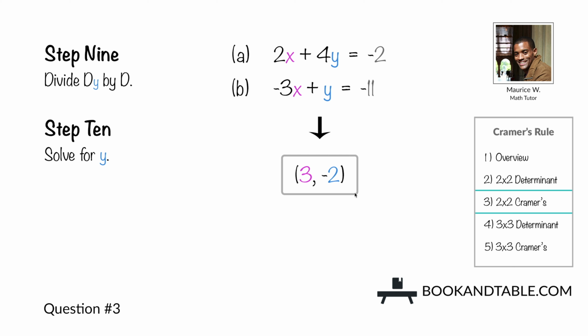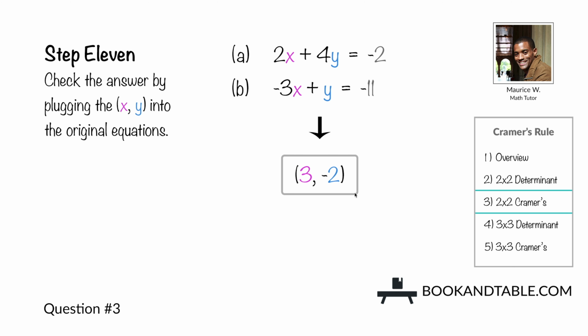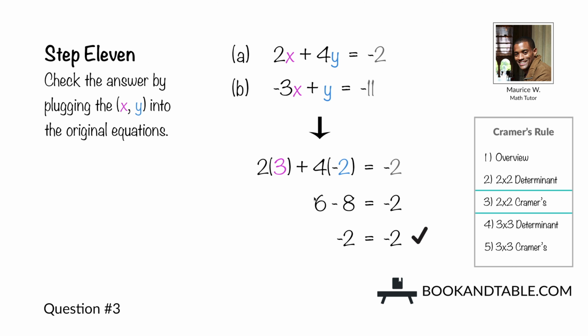In step 11, we can check the answer by plugging the x and y into the original equations. When we do so, for equation A, we get 2 times 3, which is 6, plus 4 times negative 2, which is negative 8. 6 minus 8 is negative 2, giving us the true statement, negative 2 is equal to negative 2, confirming that these are the correct values for x and y for equation A.